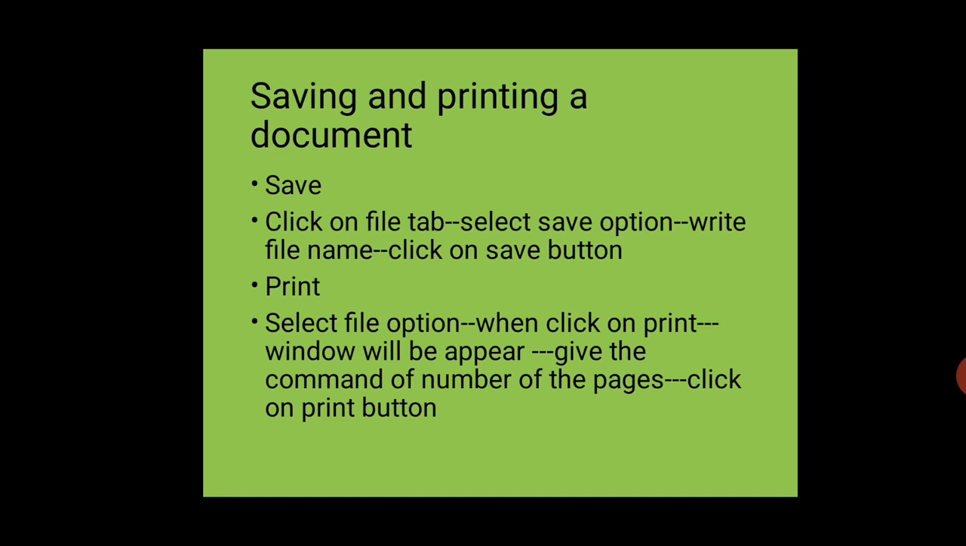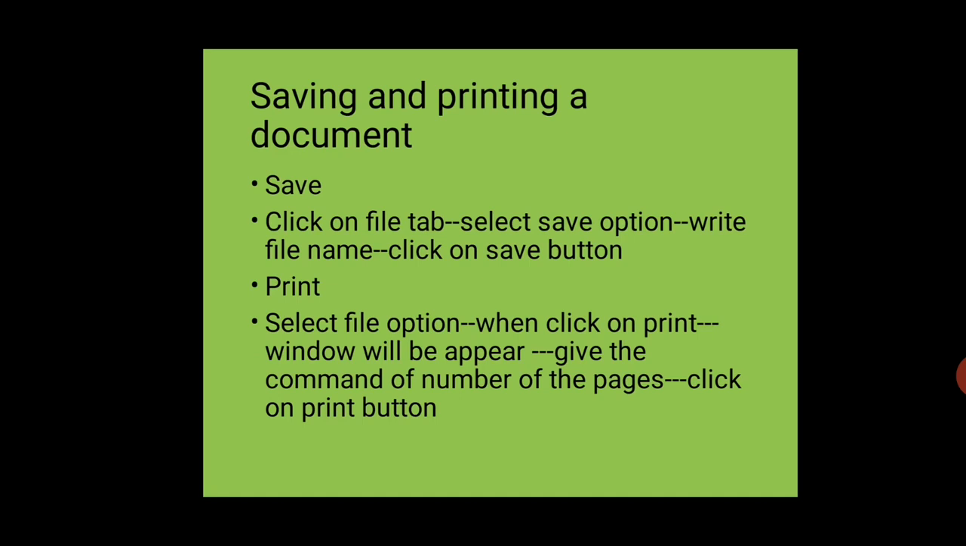Next topic, saving and printing a document. How can we save or print a document? To save a document, first we click on the File tab, then click on the Save option. If you are saving the same file with another name, then click on the Save As option. After that, a window will appear. Then you can select your location, write the file name and click on the Save button. Then your document will be saved.